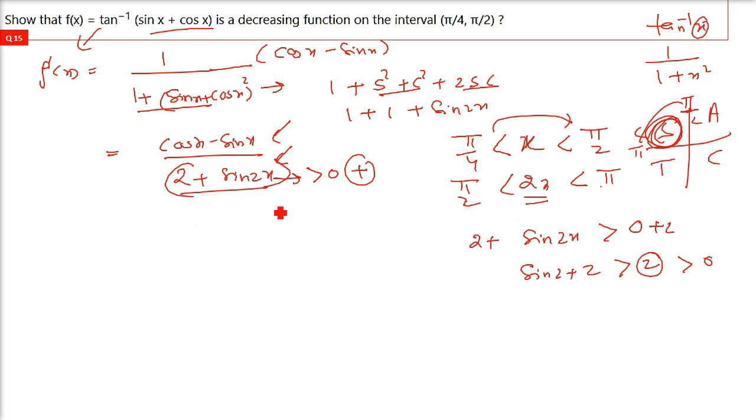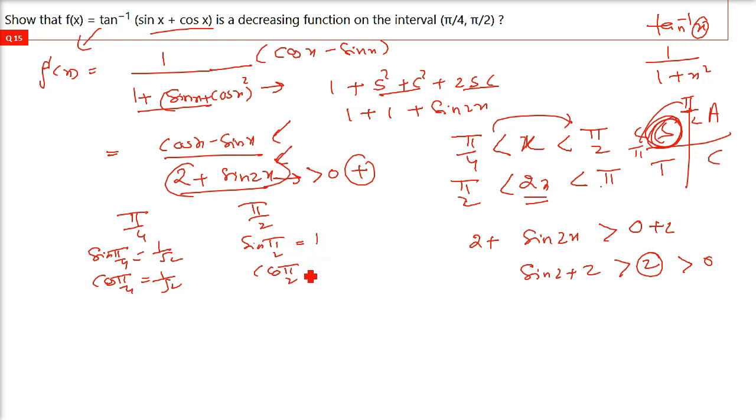How about the numerator? Cos x minus sin x is what we are talking about. Now we have to go into the detail of pi by 4 and pi by 2. I am giving you a very simple example. What is sin pi by 4, and what is cos pi by 4? They are 1 by root 2 and 1 by root 2, since it is sin 45 degrees and cos 45 degrees. How about sin pi by 2 and cos pi by 2? Sin pi by 2 is 1 and cos pi by 2 is 0.